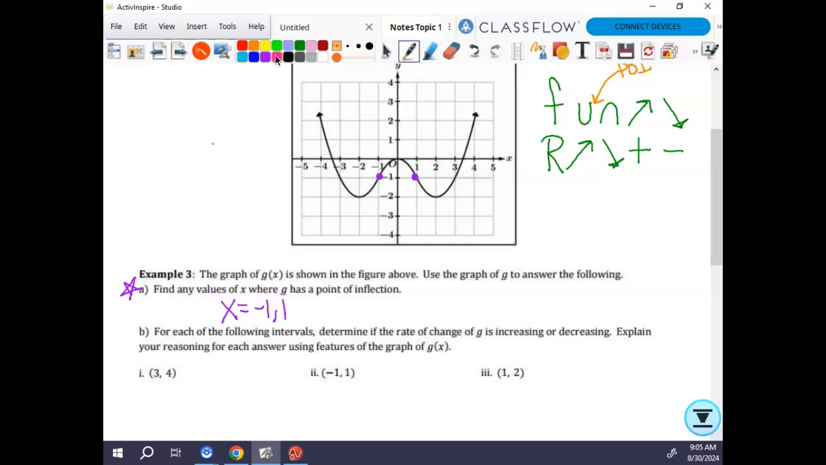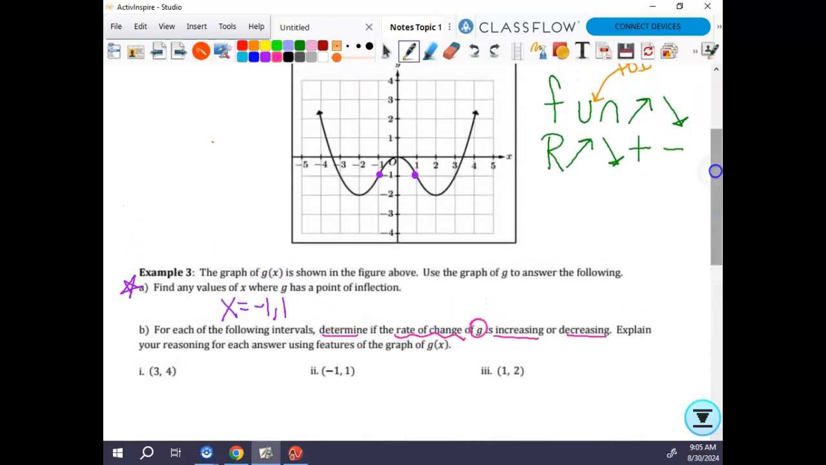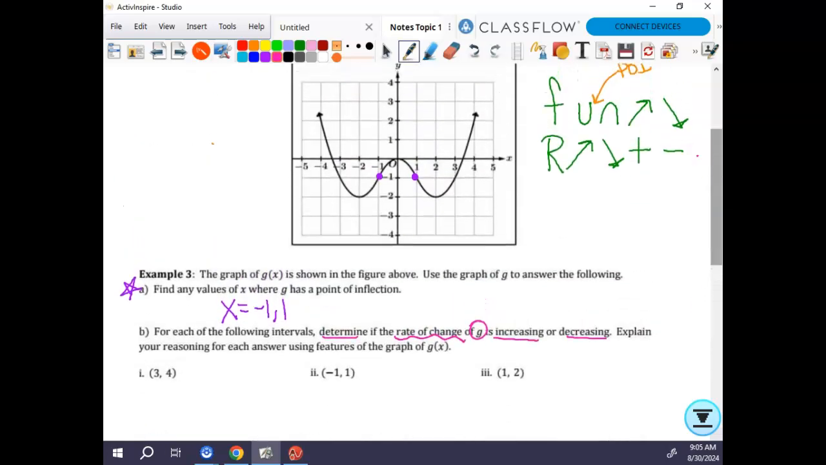All right, now, for each of the following intervals, we're going to determine if the rate of change of g is increasing or decreasing. And then it says, explain your reason for each answer using the features of the graph. Meaning that I can't say that the rate of change is increasing or decreasing because I held my pencil up and it went flat or whatever. We can wrap our minds around it that way, but we have to use actual stuff we know, which is really coming from the fun chart because we're talking about rates of change.